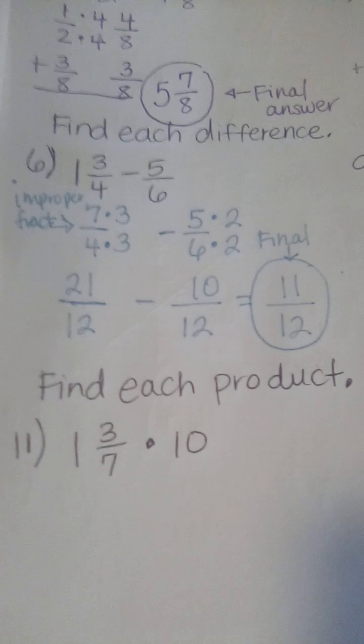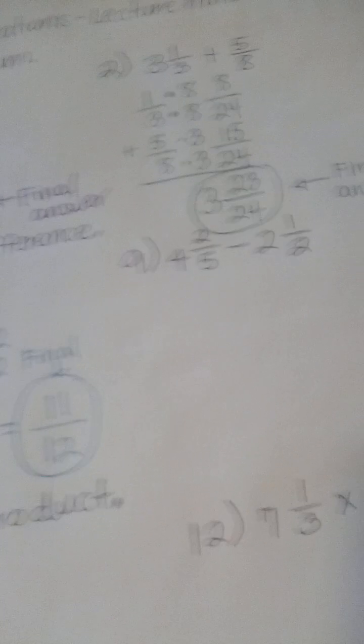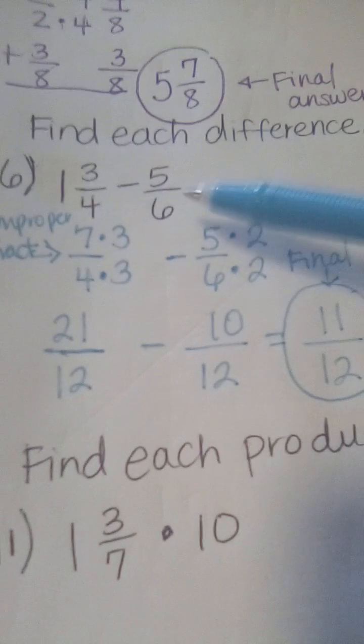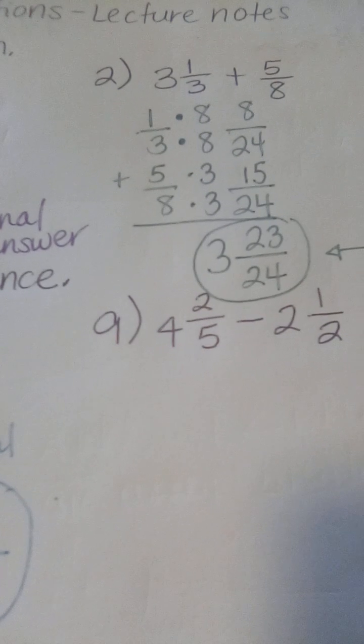Any more questions on number 6? That wasn't too bad, right? It gets a little better. Since we have one mixed number and a fraction done, now we're going to take care of the second part, which is number 9. Number 9 says 4 2/5 minus 2 1/2.